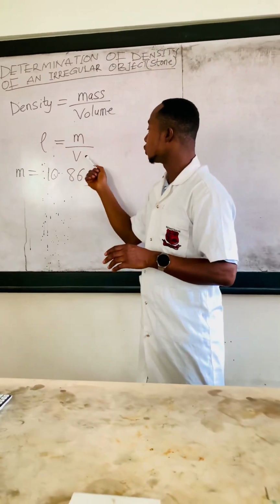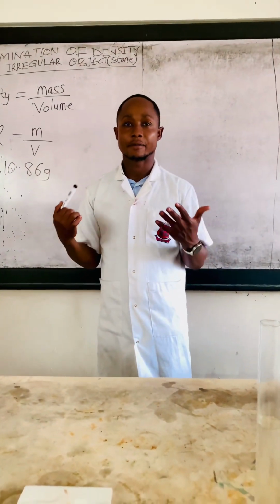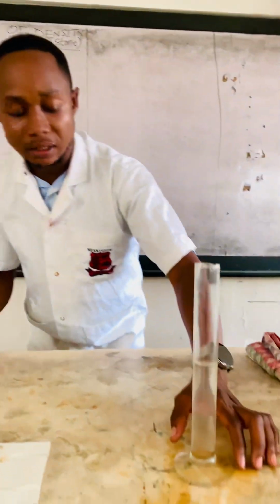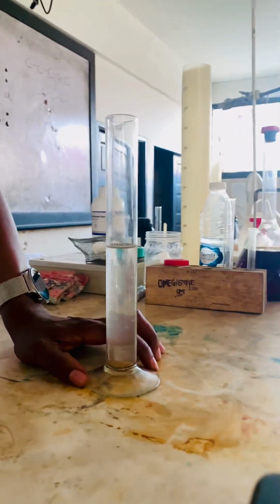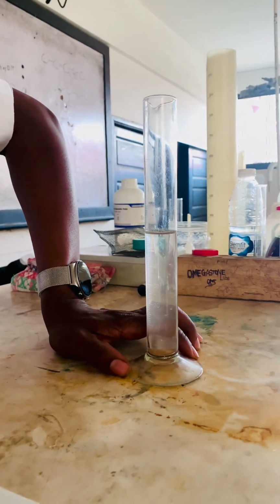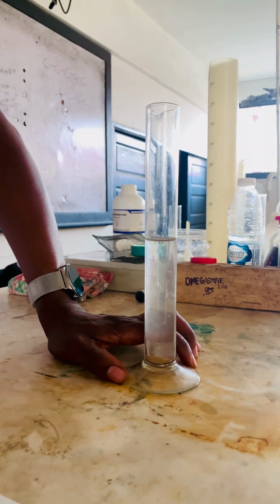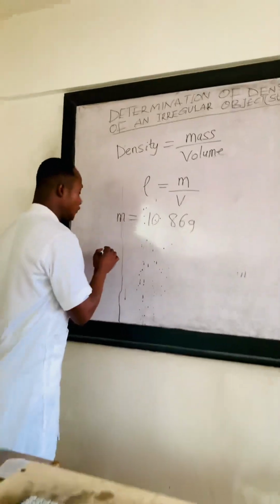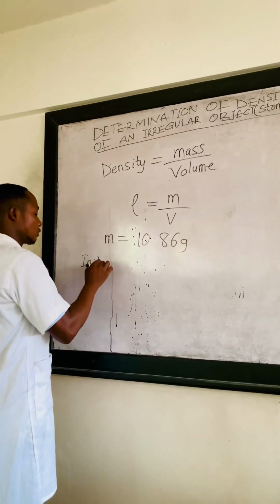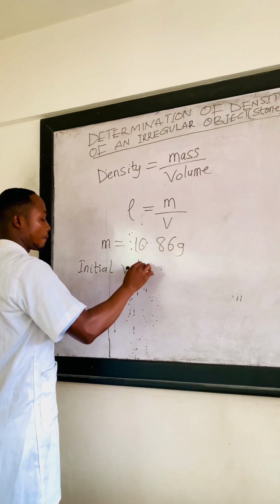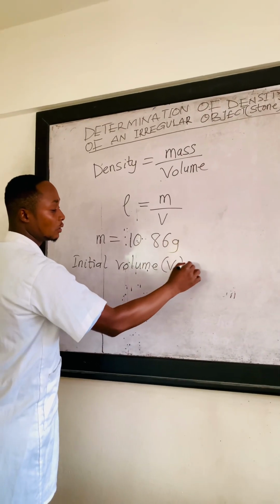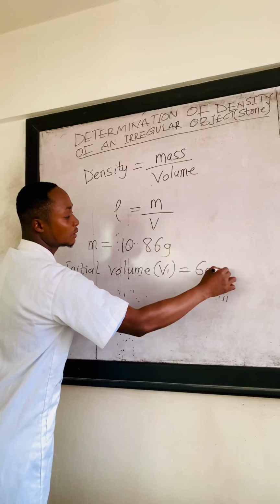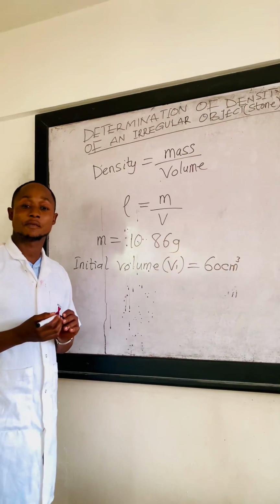It's left with the volume of the stone. So how do we find the volume of the stone? The first thing is we look at the initial volume of water in the measuring cylinder. Let's look at it, class. The volume here is 60 centimeters cube. That is the initial volume of water. That is V1. It stands for volume 1. It's 60 centimeters cube. That is our initial volume.